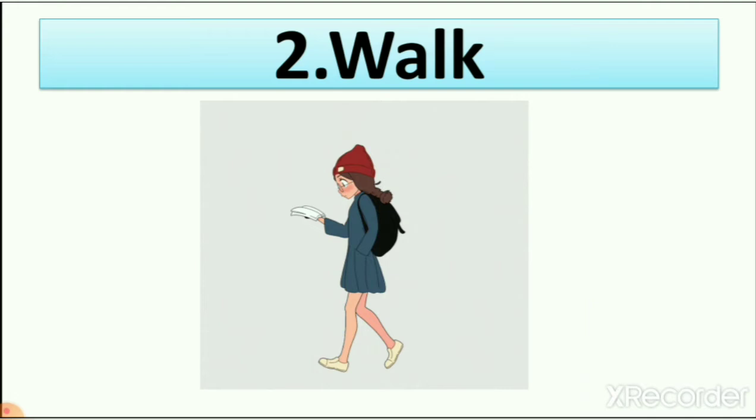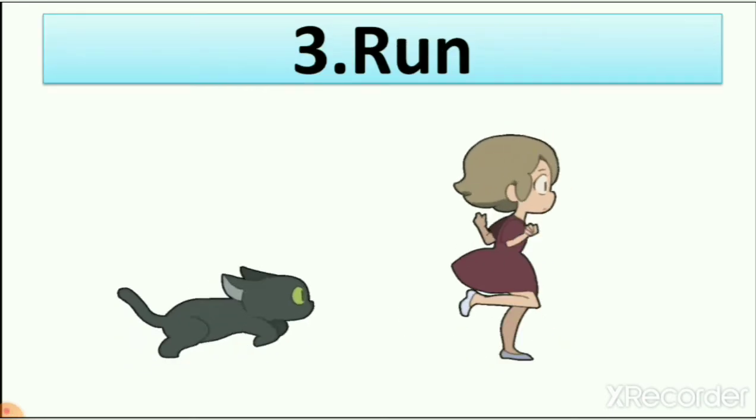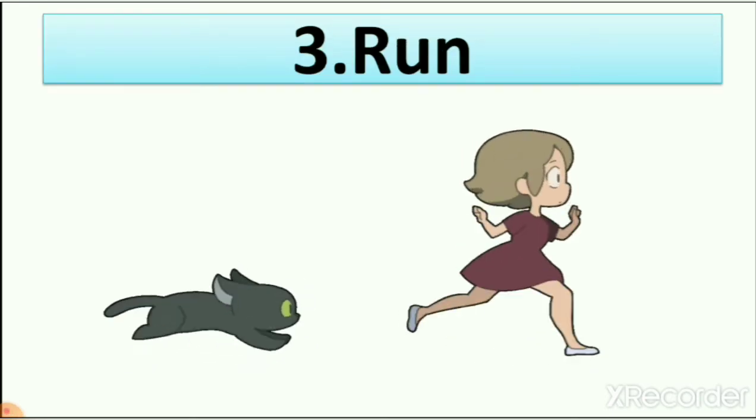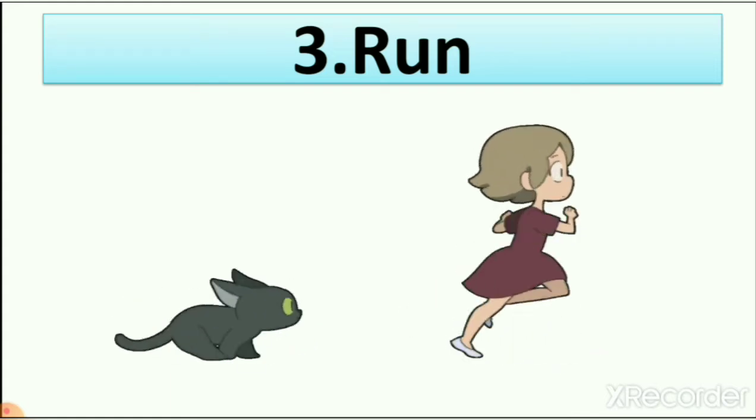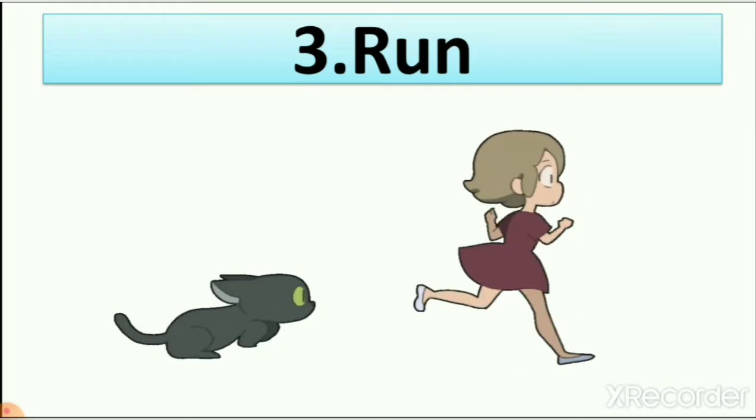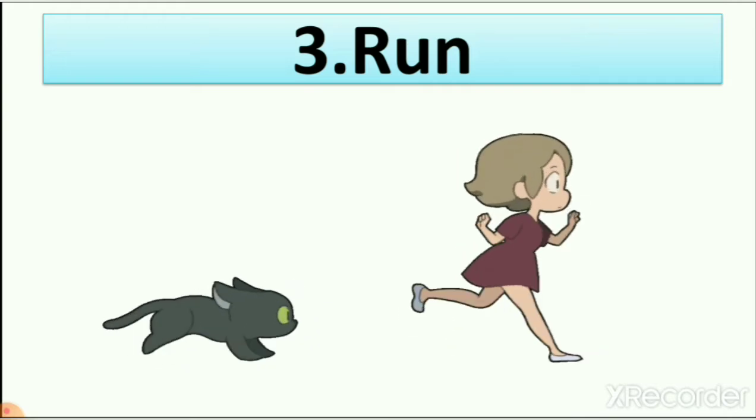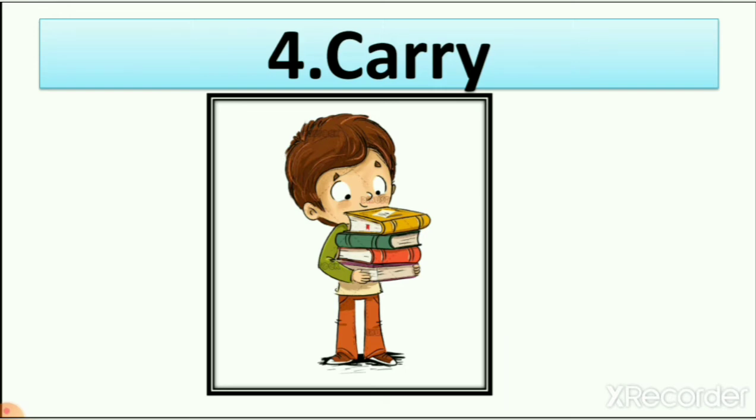Then we learn about walk, W-A-L-K, walk. Which body part helps us to walk? Yes, it is our leg, right? So we can walk with the help of our leg. Then run. When something is behind us, we all are running. When we are playing, we are running. So here the third hard word is run, R-U-N, run. Then carry, C-A-R-R-Y. Here you can see one boy is carrying books with his hand.